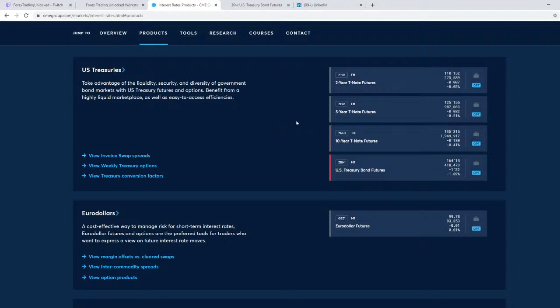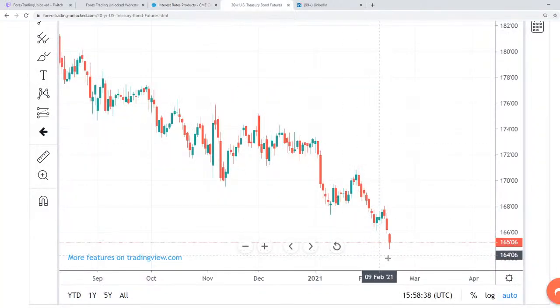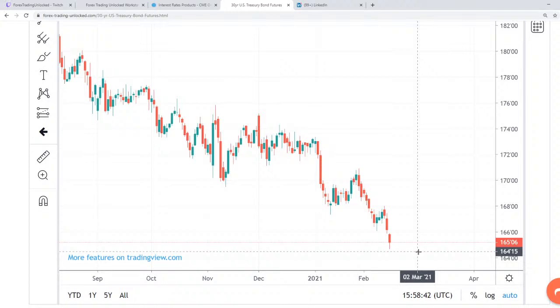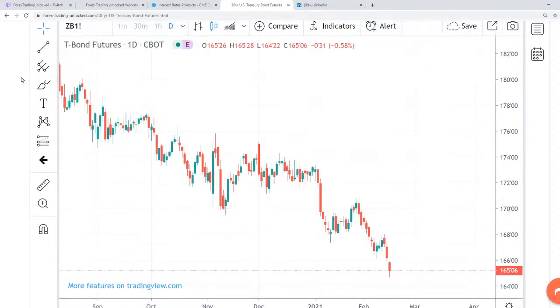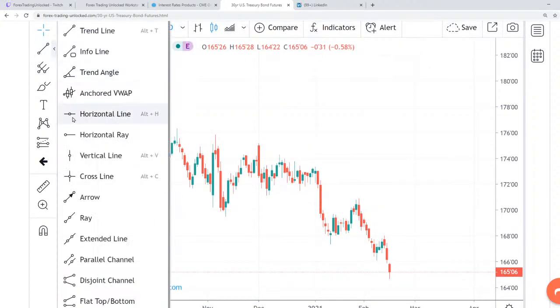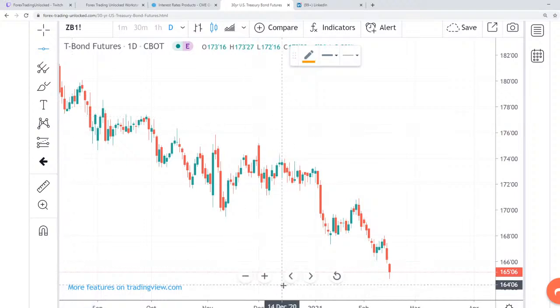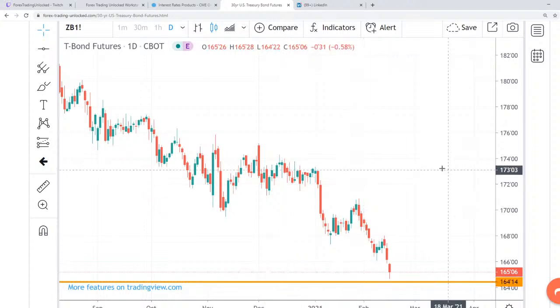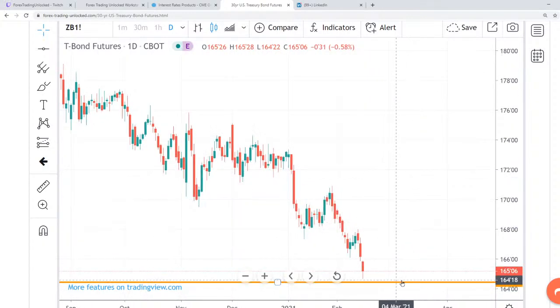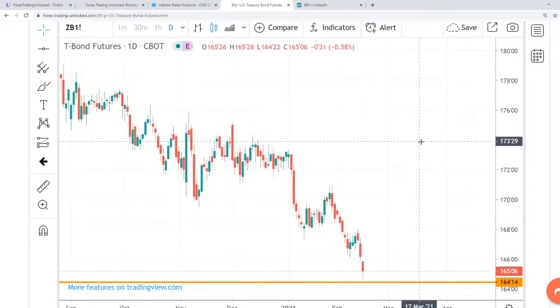So that bar right there is actually today's trade continuing forward. It's 164.15, so that puts it right here, right where this line is. I'll draw a line here just to give you an idea, 164.14. So right now, this yellow line here is where the Treasury bonds are at.